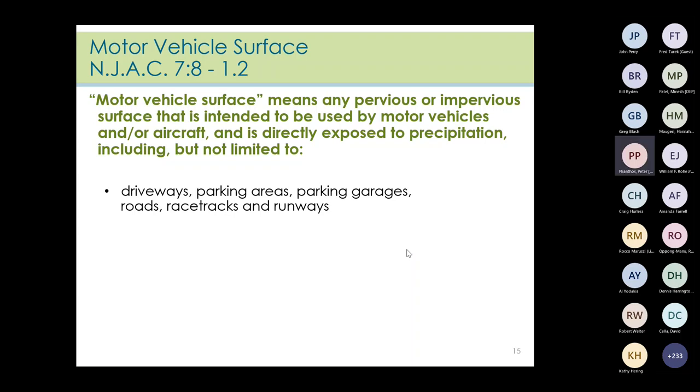The rules now define motor vehicles and services on which they are operated as they contribute to pollutants in stormwater runoff. Motor vehicle surface means any pervious or impervious surface that is intended to be used by motor vehicles and or aircraft and is directly exposed to precipitation, including but not limited to driveways, parking areas, parking garages, roads, racetracks, and runways. And then the next slide will define just exactly what is considered a motor vehicle.